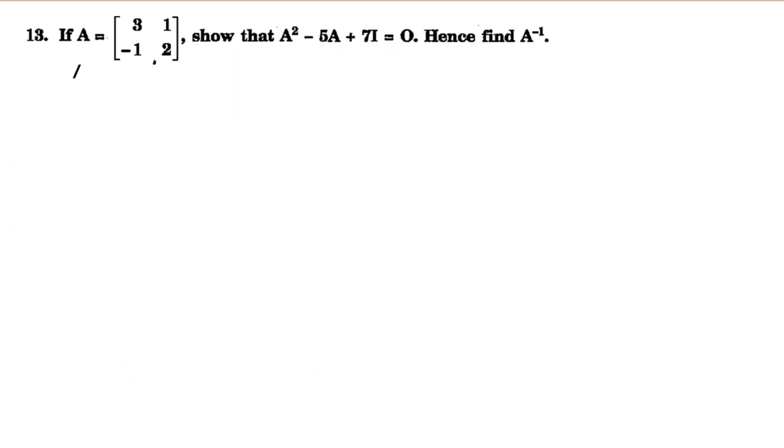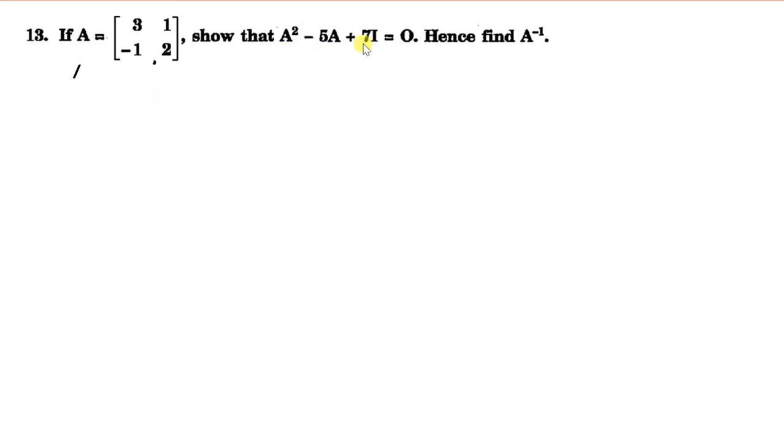Now the next question is: if matrix A is [3 1; minus 1 2], show that A square minus 5A plus 7I equals the null matrix O, and hence find A inverse. So what does 'hence find A inverse' mean? It means you have to use this relationship to find A inverse. You do not have to use A inverse equal to adjoint A divided by determinant A. We have to find A inverse using this relationship.